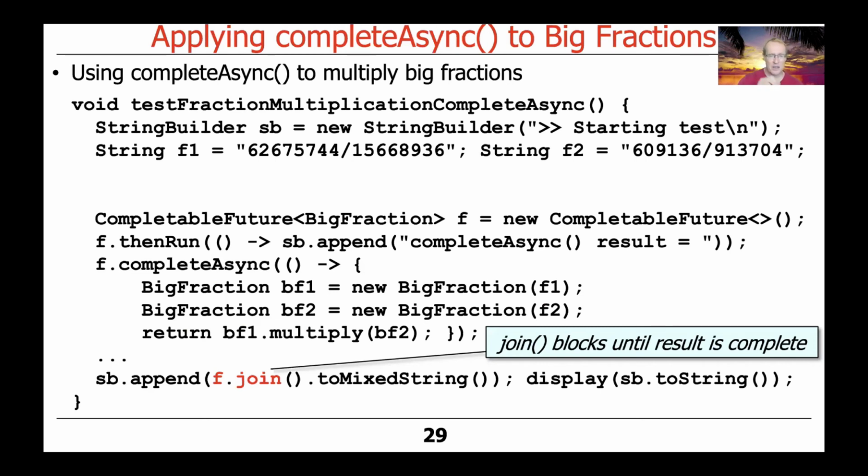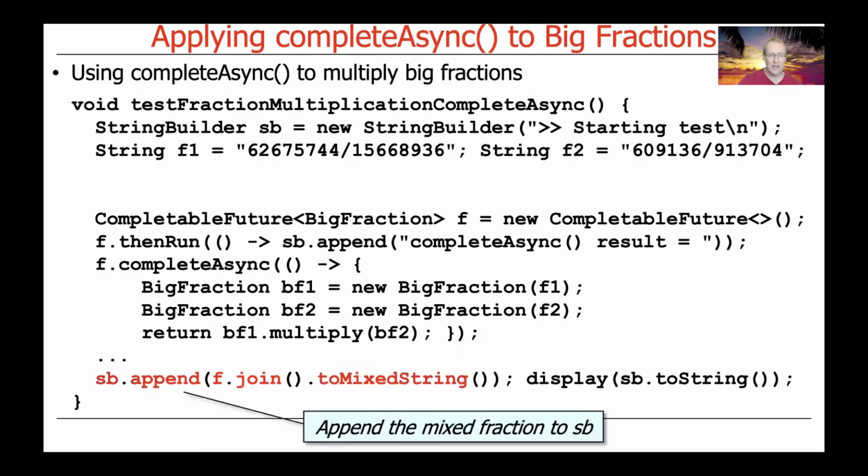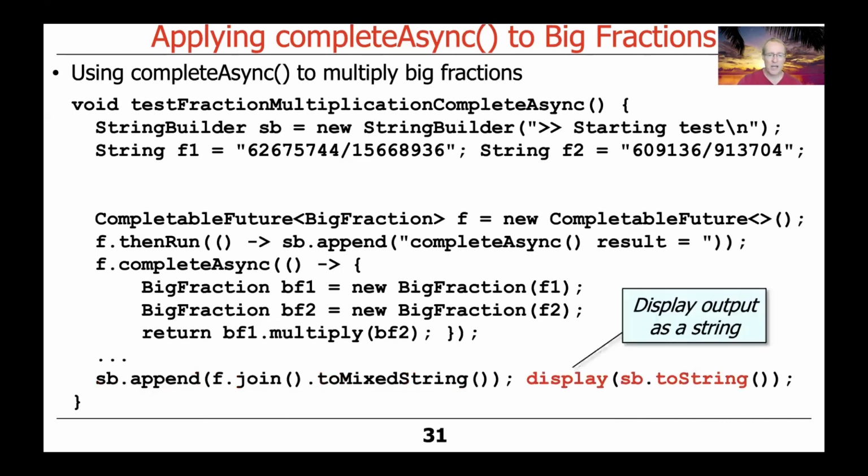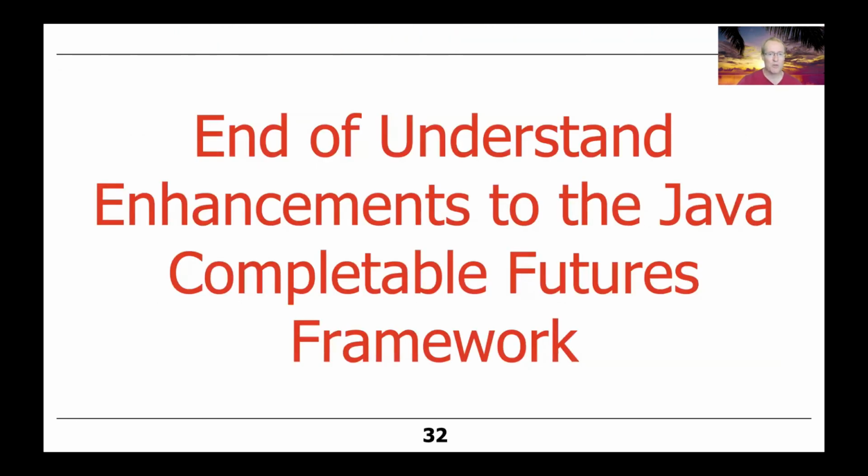And when this completes, we append the result of all this computation to the string builder, and then we go ahead and display that string builder. That'll basically say completeAsync result equals, and it'll be the result of performing the computation in a mixed string. So again, it was kind of weird trying to find examples to demonstrate completeAsync. This is a reasonably good one, but it's not a widely used method. The timeout methods we talked about before are much more useful.